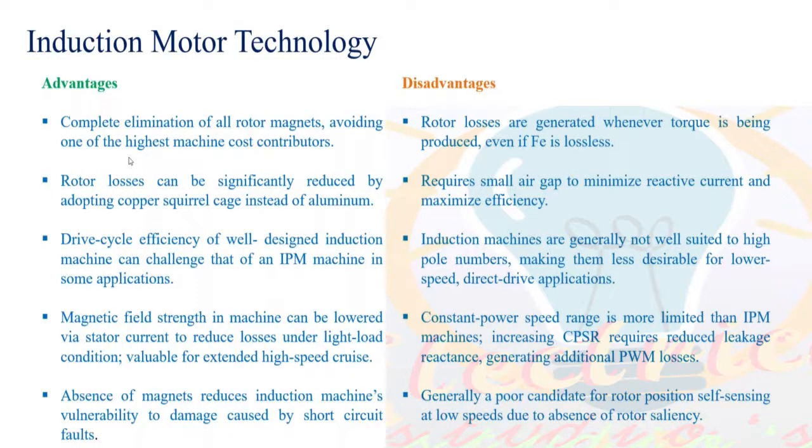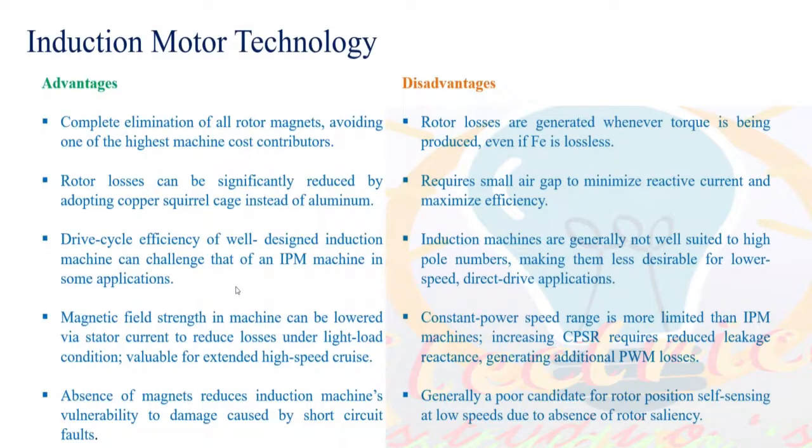The rotor losses can be significantly reduced by adopting a copper squirrel cage instead of aluminum. And the drive cycle efficiency of a well-designed induction motor can challenge that of an interior permanent magnet motor also. It is very, very close, guys. Between an induction motor and PMSM, it is a marginal difference, and it is by that margin that PMSM scores higher. So what Tesla is trying to do is bridge that gap. Right now, yes, PMSM motors are a step ahead of the induction motors.